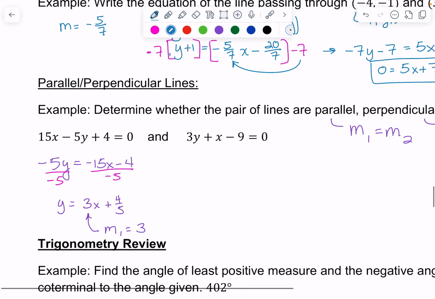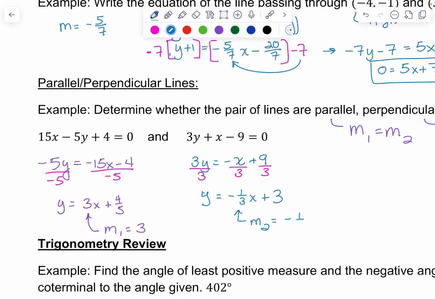Again, I'm going to move everything to the other side. Sorry, not everything. I'm moving the x and the minus 9 to the other side. So I'm subtracting the x, so I get a negative x. I'm adding the 9 to both sides, so plus a 9. Now I'm going to divide everything by a 3. You can do individual numbers if you'd prefer. Then I'm going to have y is equal to negative 1/3 x plus 3. Again, I'm really just interested in that slope. So M2 here is equal to negative 1/3.